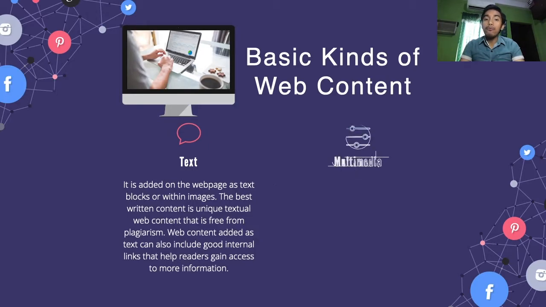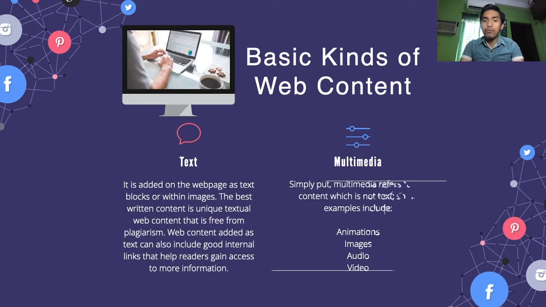The second type of web content you need to understand, of course, is called multimedia. And simply put, these are your content that is not text, such as animations, images, video, and audio. So those are your types of web content, text and multimedia. When we're discussing writing for new media, you're not only focusing on writing for text, but also writing for multimedia as well.